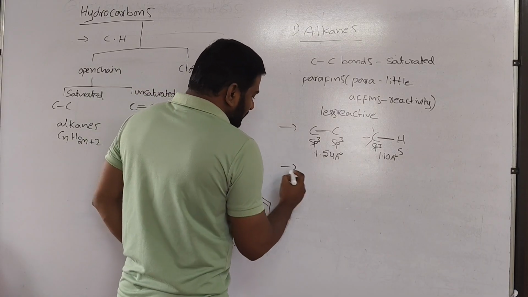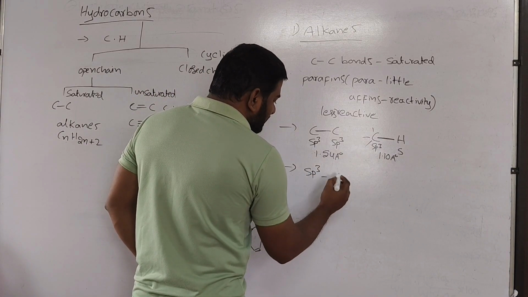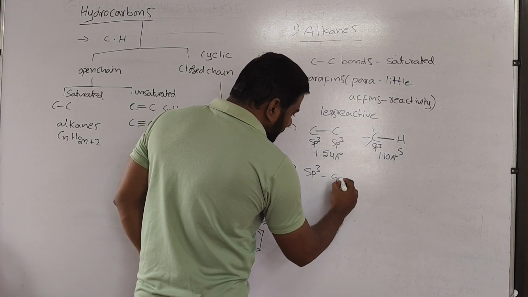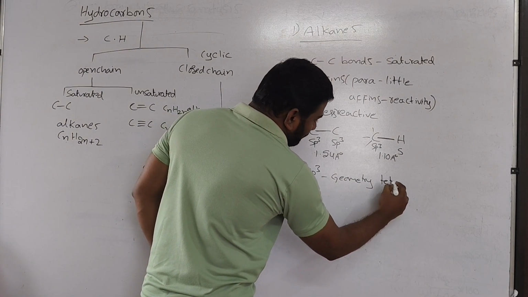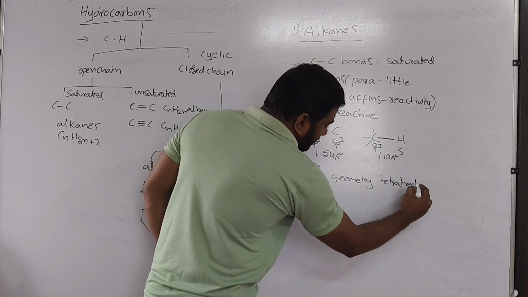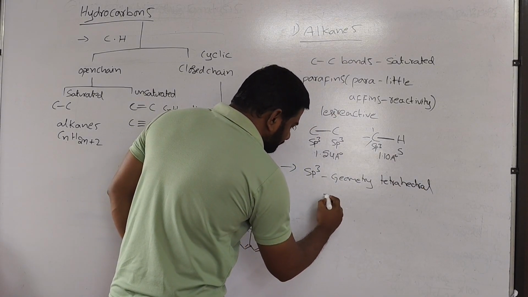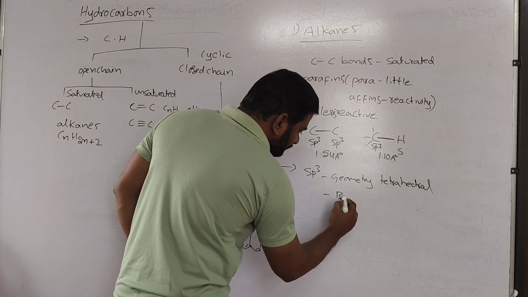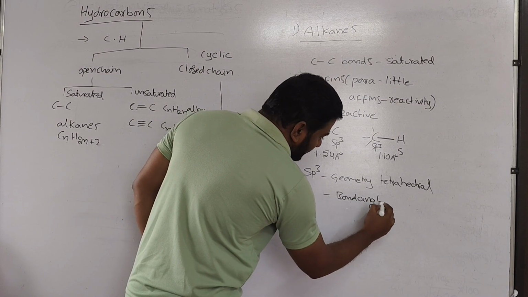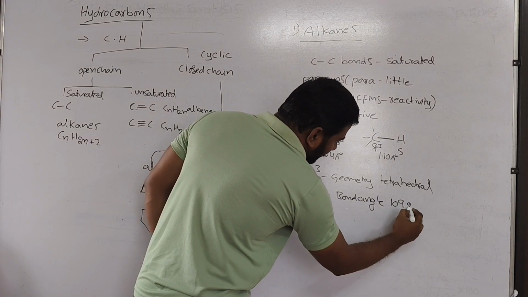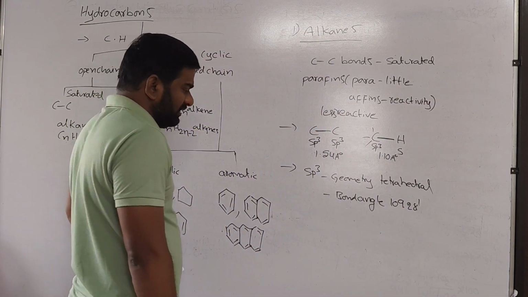Next, sp3 means what geometry? Tetrahedral. And the bond angle is 109 degrees 28 minutes, or 109.5 degrees also you can write.